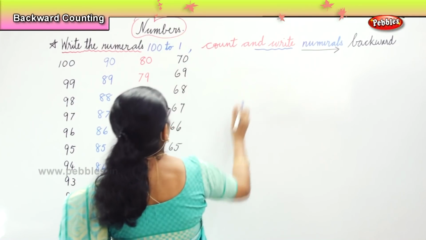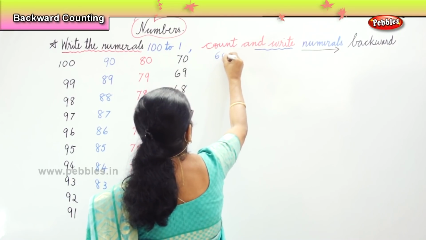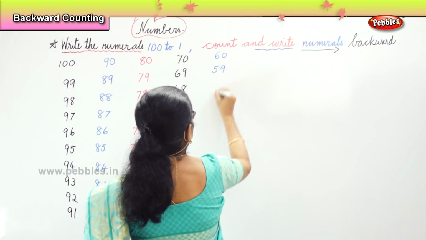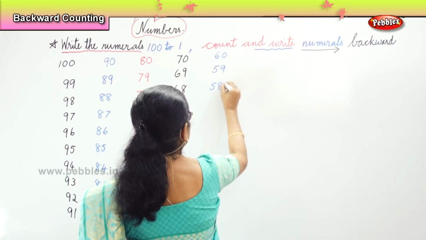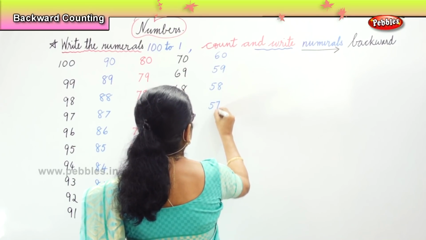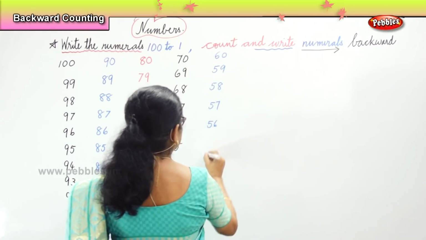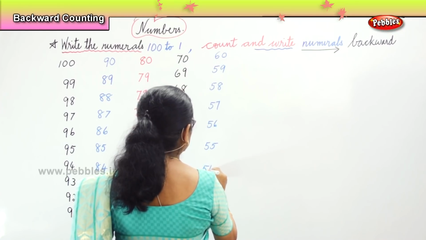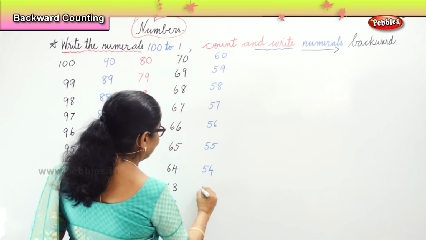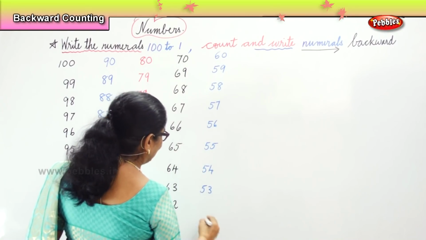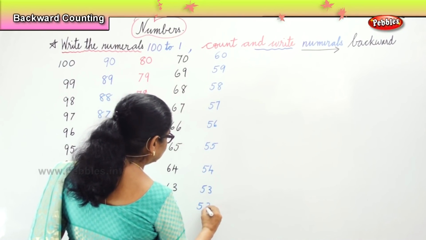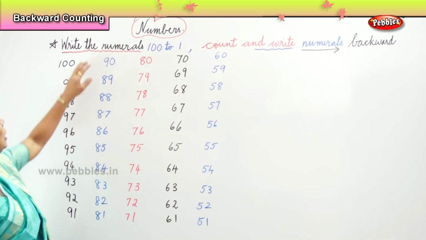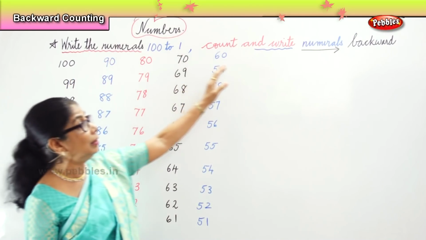Okay, next numeral 60. Very good. Come on now. One less. 59. 58. Good. One less. 57. 56. Next. 55. 54. Next. 53. Next. One less. 52. 51. We learned so far to count and write the numerals backward.